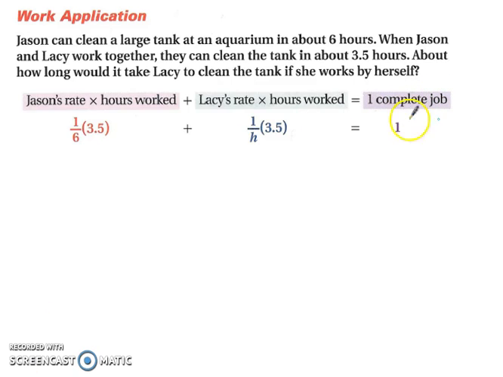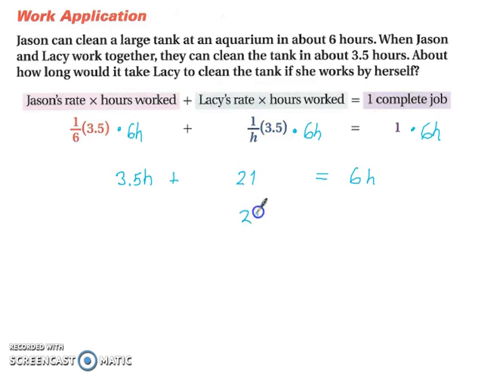So now, just like we've done in the past, we want to get rid of these denominators. So we're going to multiply each by 6h. We're going to times this one by 6h, and we're going to multiply this one by 6h, and we're going to multiply this one by 6h. And then we simplify. So we have 3.5h plus 21 equals 6h.